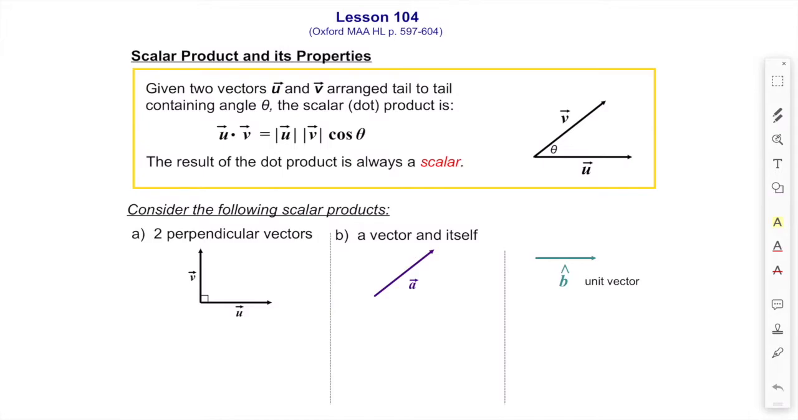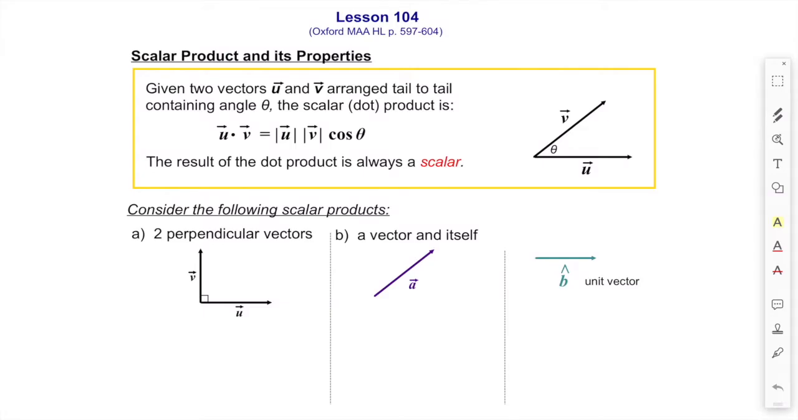So consider we have two vectors u and v, and they are arranged in a tail-to-tail configuration. So the angle between the two vectors is theta. Then we can find the scalar or dot product of u dot v by multiplying the magnitude of the two vectors and then times that by cosine theta. The result, please note, of a scalar product or a dot product is always a scalar.